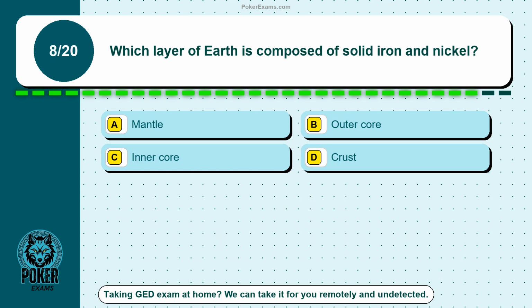Question 8. Which layer of Earth is composed of solid iron and nickel? Option A, mantle. Option B, outer core. Option C, inner core. Option D, crust.